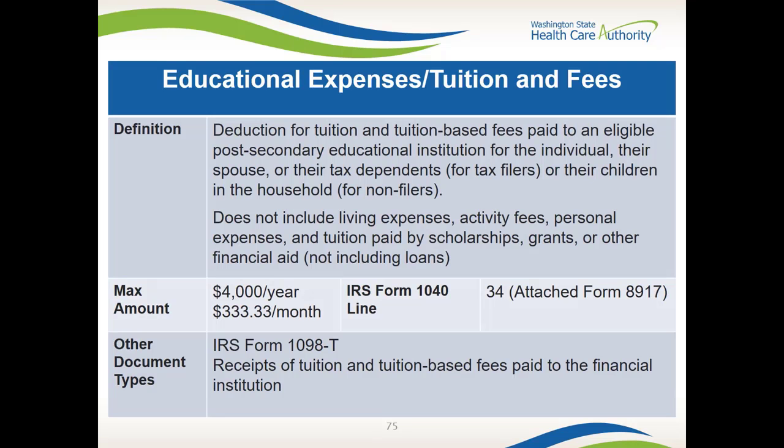Educational expenses. This deduction is for tuition and tuition-based fees to an eligible post-secondary educational institution for the individual, their spouse, or their tax dependents for tax filers, or their children in the household for non-filers. It does not include living expenses, activity fees, personal expenses, and tuition paid by scholarships, grants, or other financial aid, not including loans. Currently, the maximum amount for education expenses is $4,000 per year.